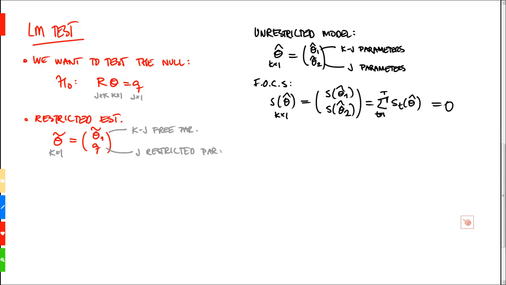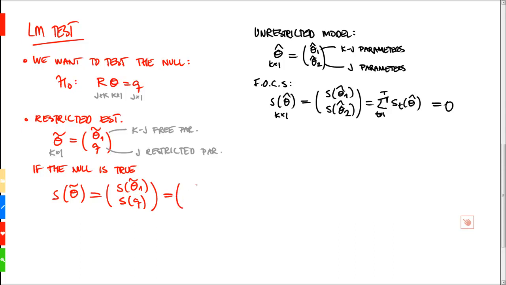Now, if the null is true, then it should hold that if we look at the first order conditions, S, from the unrestricted model, and we evaluate them at theta tilde, which is the same as S of theta 1 tilde and S of Q. Well, that first part is 0, the second part is not 0. But this should be close to 0 if the null is true.